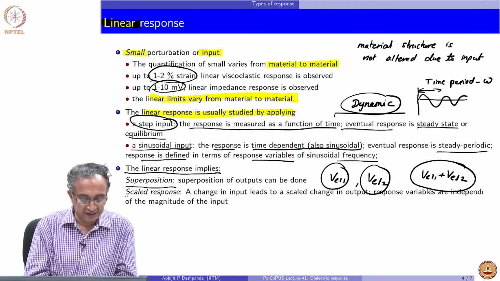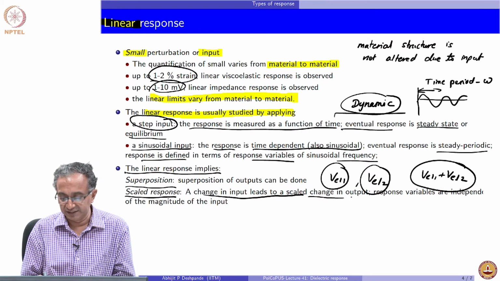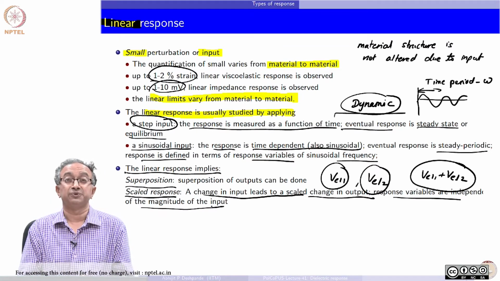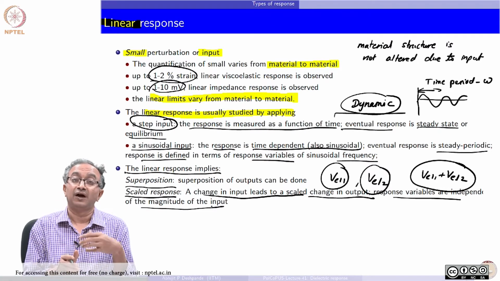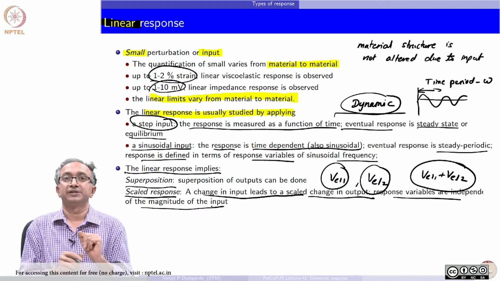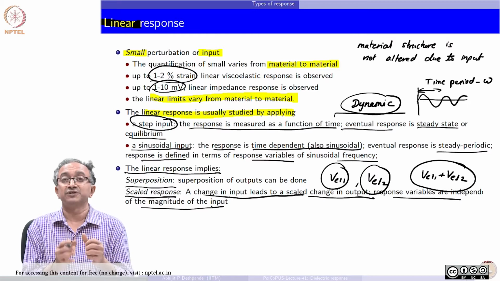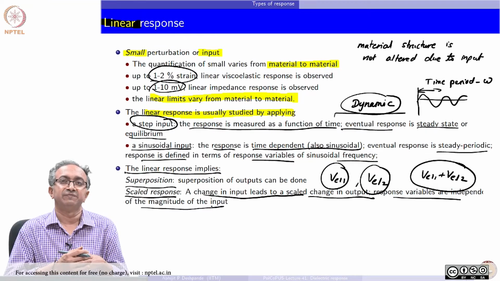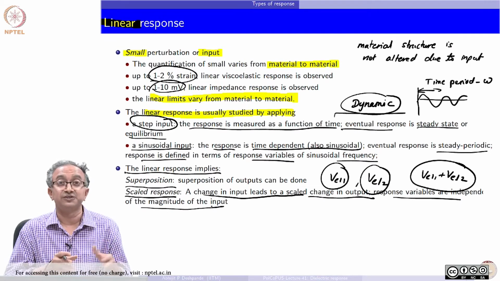So, therefore, superposition and scaled response, by which I mean that a change in input leads to a scaled change in the output, and response variables are independent of the magnitude of the input. So, the response variable, for example modulus, does not depend on how much strain is being applied. The overall stress depends on the magnitude of strain being applied, but the response variable itself does not depend. And so, whenever we talk about conductivity being a material constant, we are only looking at the linear response of the system.